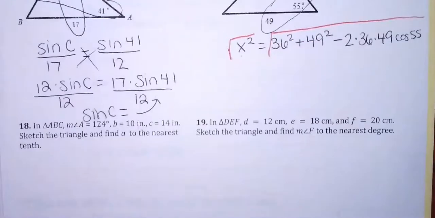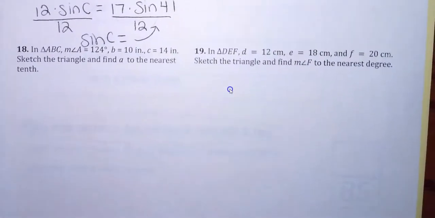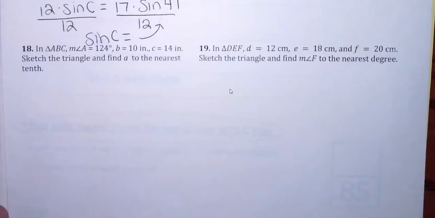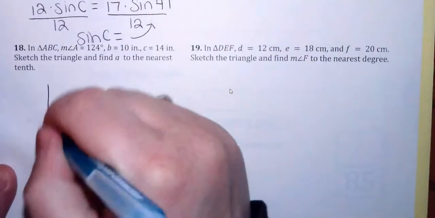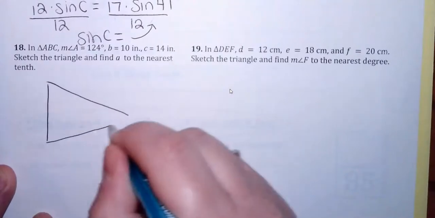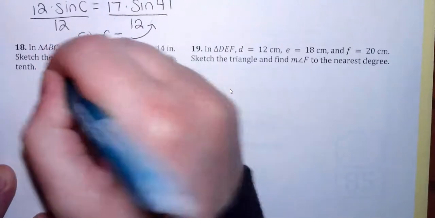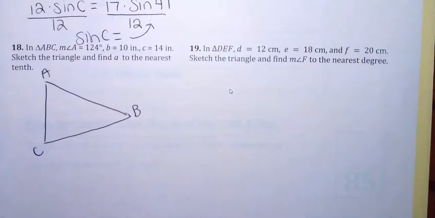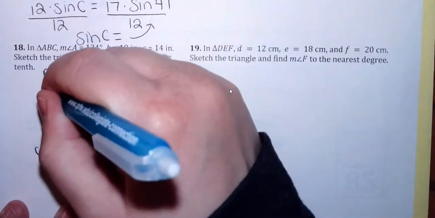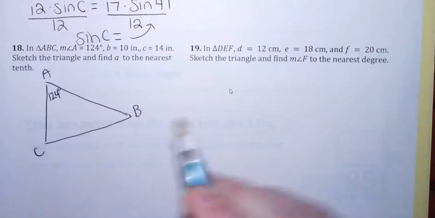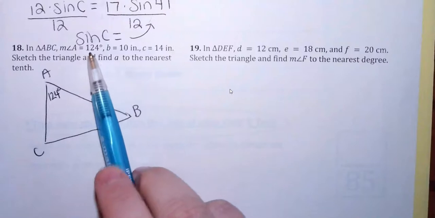Okay, for number 18 and 19 down here, I don't have a picture. So if you don't have a picture, always try to draw yourself a picture. This, not to scale, just says ABC, so I'm just going to write ABC. Doesn't matter how you want to label it. Angles are capital letters, sides are lowercase letters. Now, you can see already I did not do a good job because that does not look like 124 degrees, but it says angle A is 124.